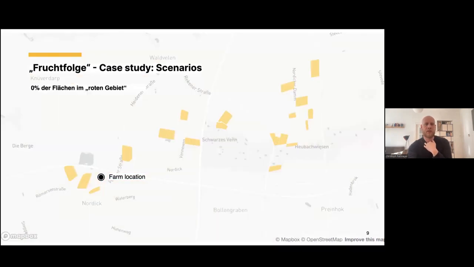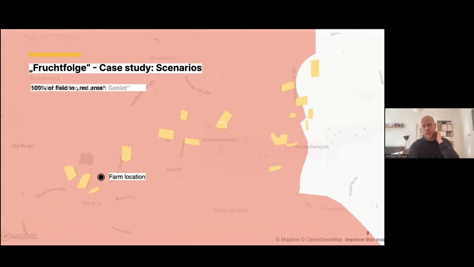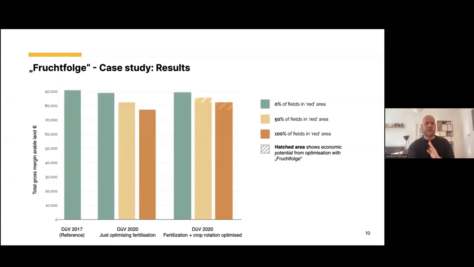I think the 50% scenario is the reality essentially. That's the line where the red area really goes through. And so those other two were just assumptions.